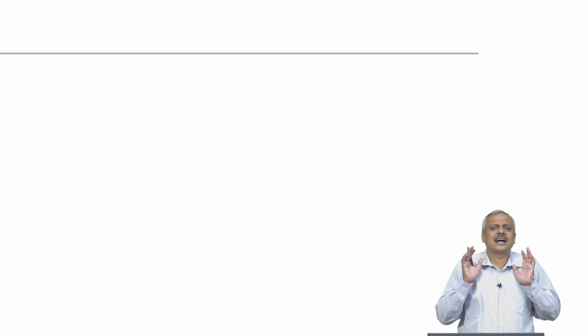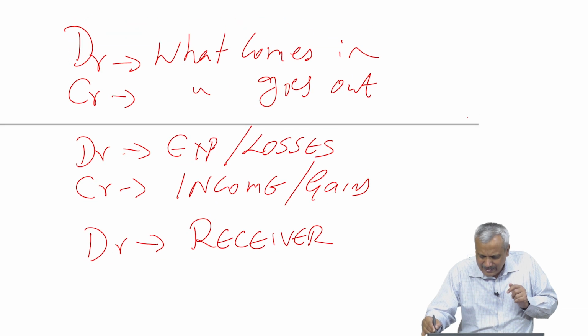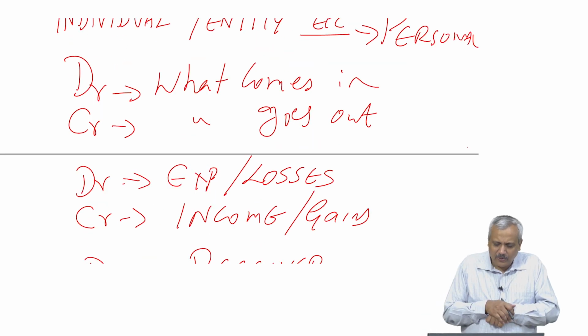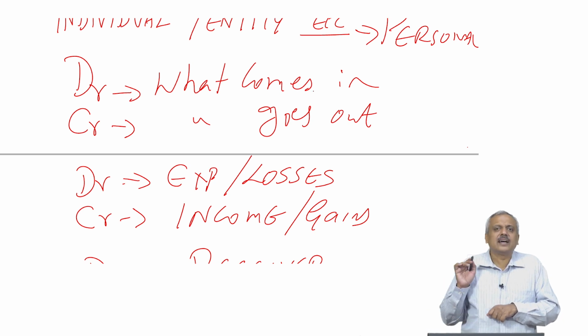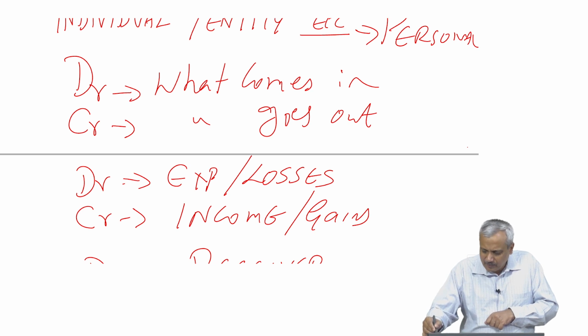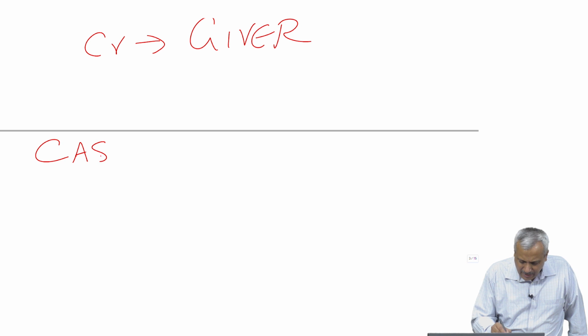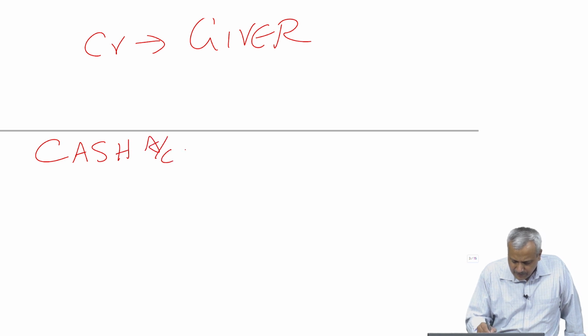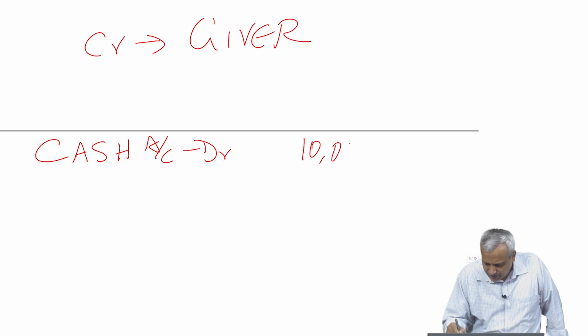Now, cash is coming into the company. Cash, as we know, is an asset. When it is an asset, what happens? Debit what comes in. That is the real account principle. So I will say cash account debited rupees 10,000.